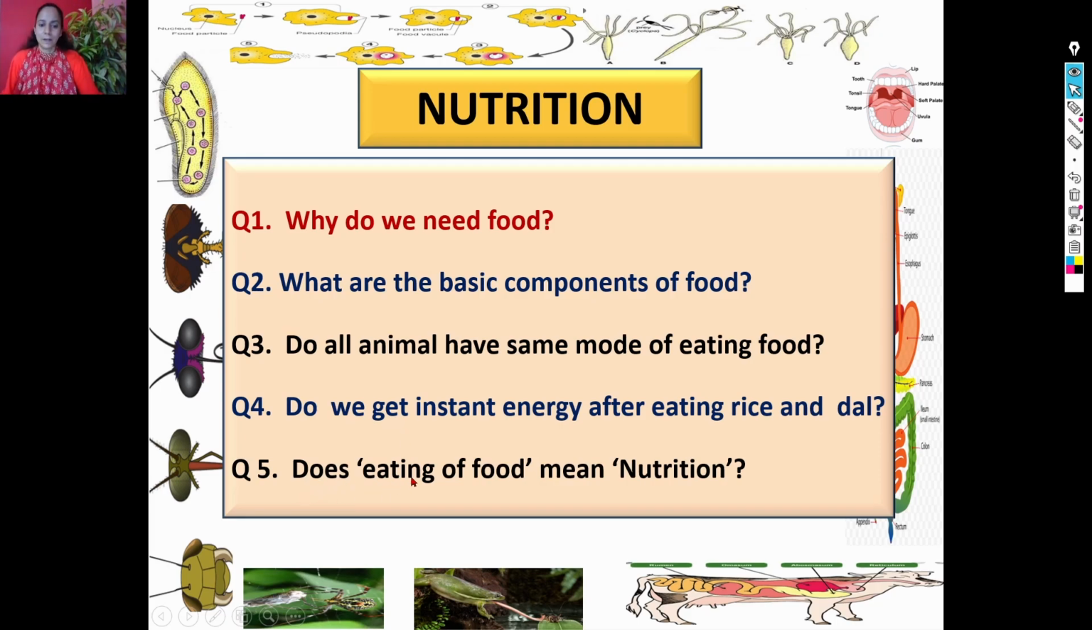And lastly, does eating of food mean nutrition? If few of you are thinking yes, then I have to take you to the further segment of this introductory part, and there you will come to know whether eating of food is nutrition or nutrition is much more than that. So let's proceed, viewers.